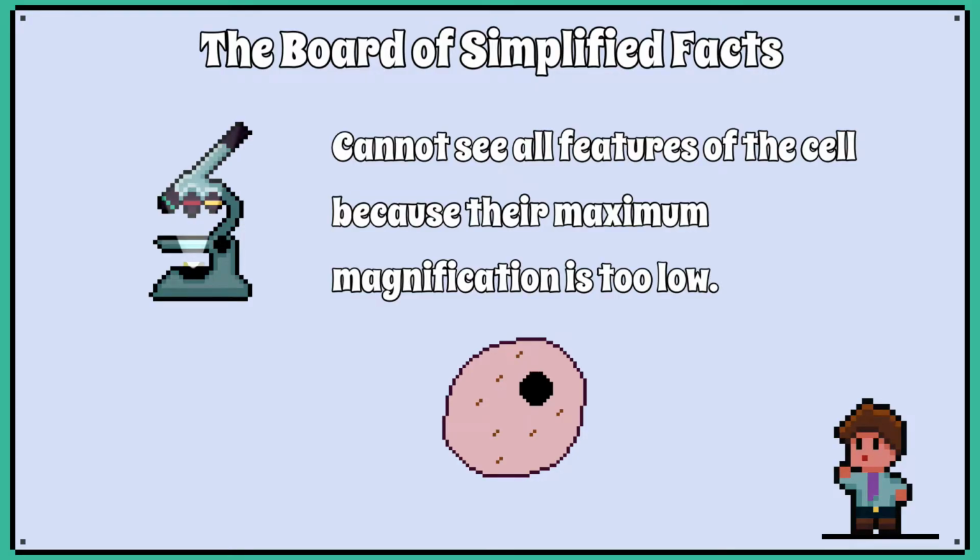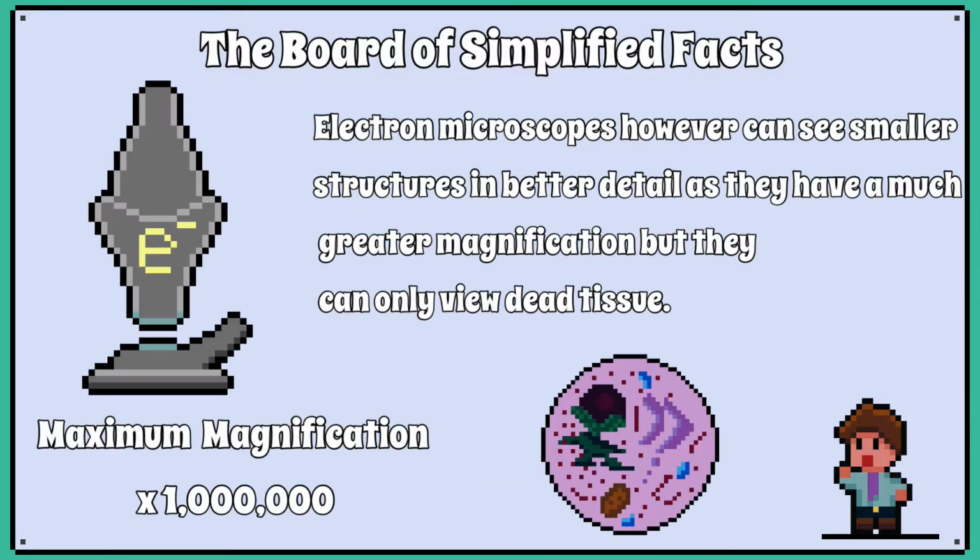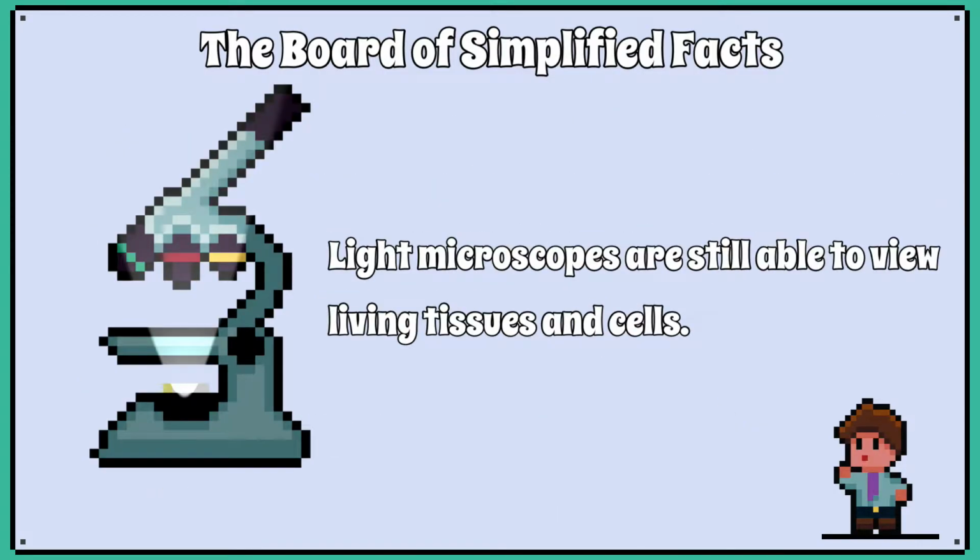Light microscopes therefore have some limitations as their maximum magnification restricts you from seeing a lot of the smaller structures of cells. Electron microscopes, however, can see smaller structures in better detail as they have a much greater magnification, but they can only view dead tissue. Light microscopes are still able to view living tissues and cells, etc.